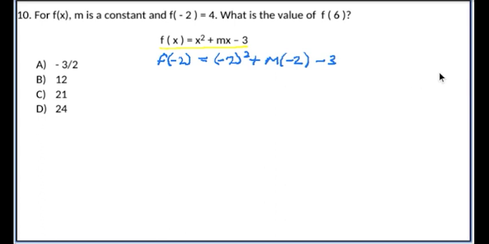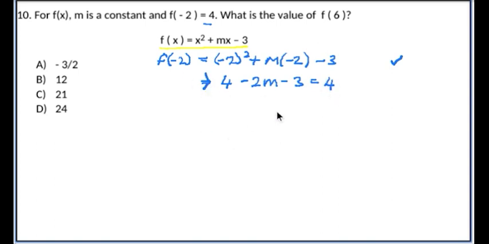So in the first step, all we need to do is to substitute in our value instead of x. So that's done. Let's evaluate everything. So we'll get negative 2 squared. So we know that would be plus 4. We have m by negative 2, which is minus 2m. And we have minus 3. And we also will bring down this value now of the 4.